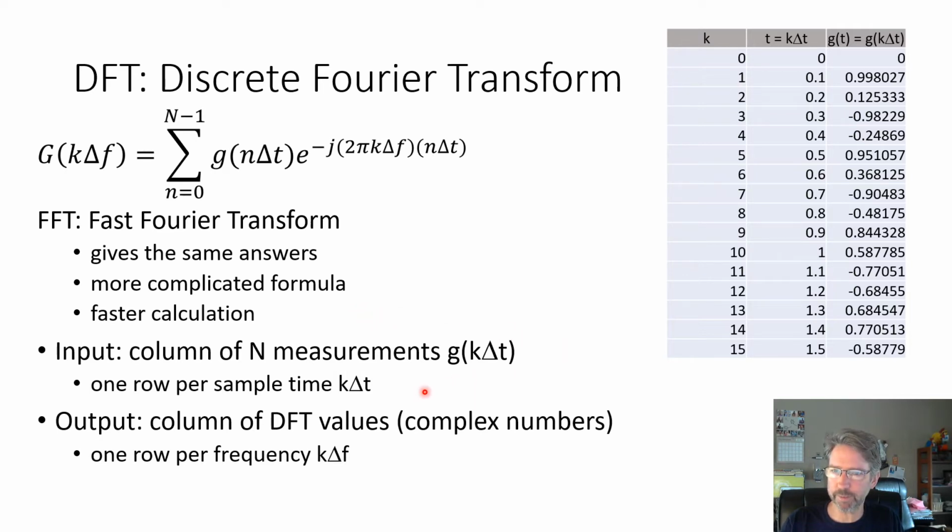So the input to this function, the FFT, is our column of measurements. So again, over here on the right, function of time. And then what we get out of the FFT function is a column the same size, same number of rows as our input, with complex numbers.